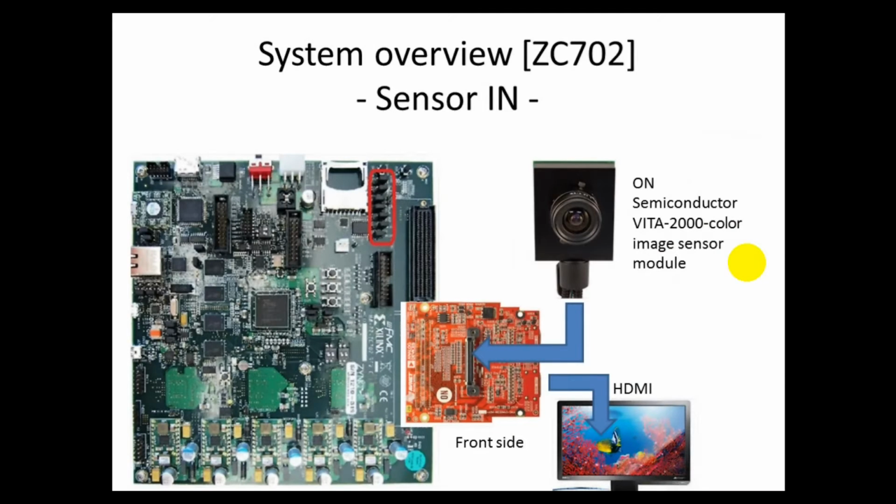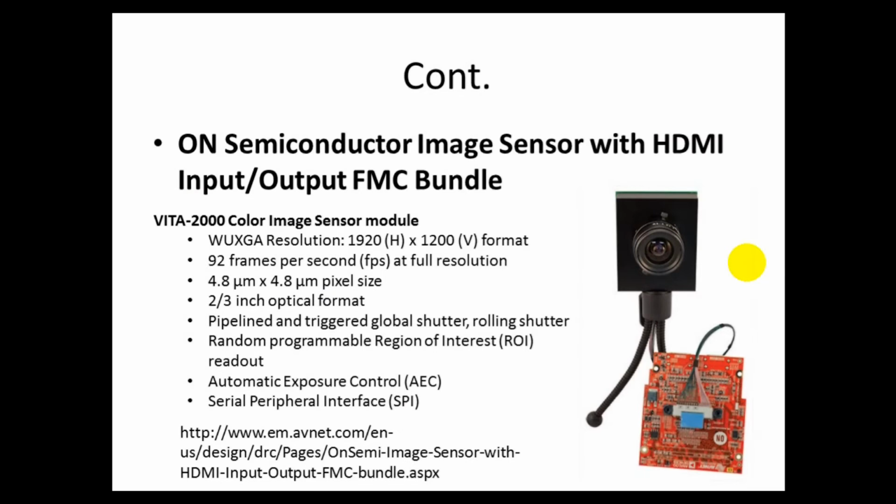The application we run on the ZC702 is slightly different, and for input we use a camera, the Vita 2000, so we can have live image input from the camera and show the result on an HDMI monitor. Those modules can be found on the Avnet website, and here is just for your reference. The resolution is very high, and you can go to the website and check for more detail.